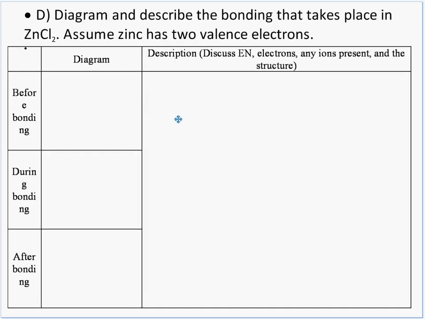Okay, D. Diagram and describe the bonding that takes place in zinc chloride. Assume zinc has 2 valence electrons. So this is a metal and a non-metal. So before, I'm going to have zinc with 2 electrons, chlorine. It has 7. I know that there are 2 chlorines because there's a subscript of 2.